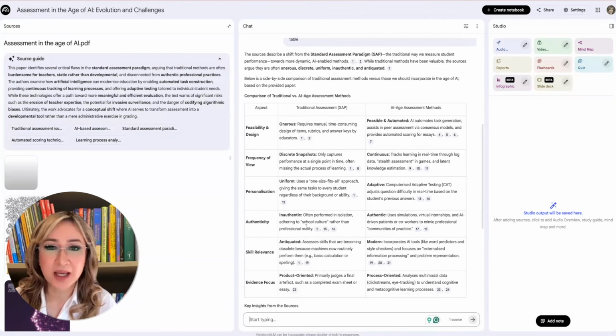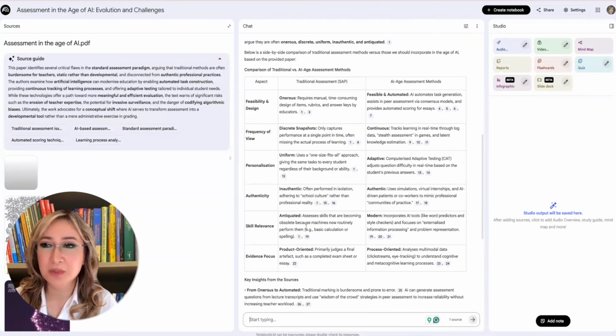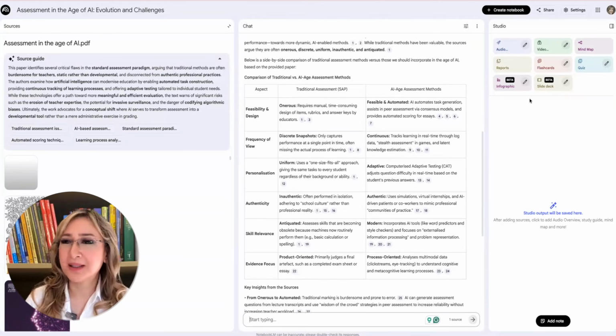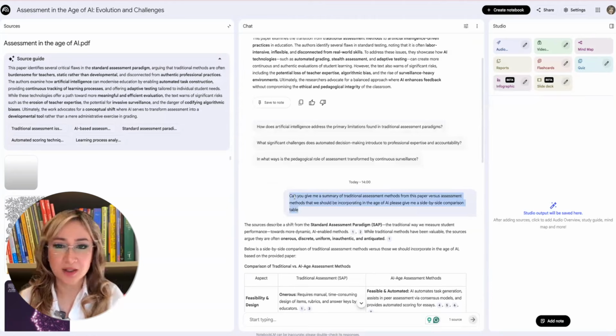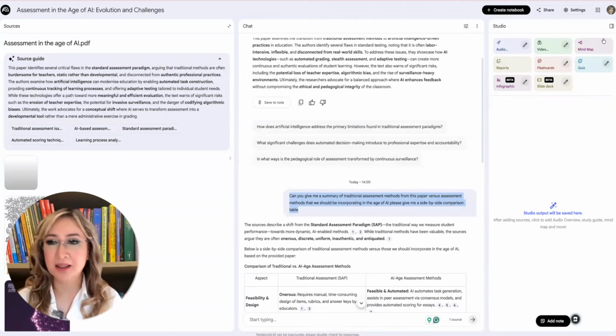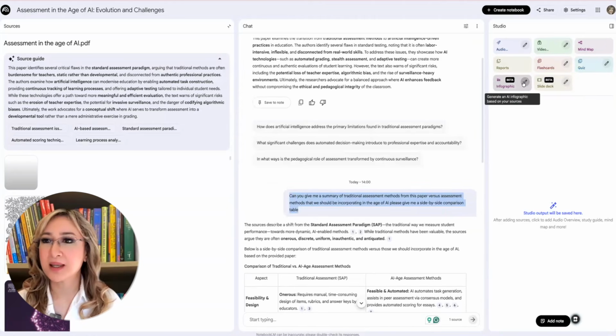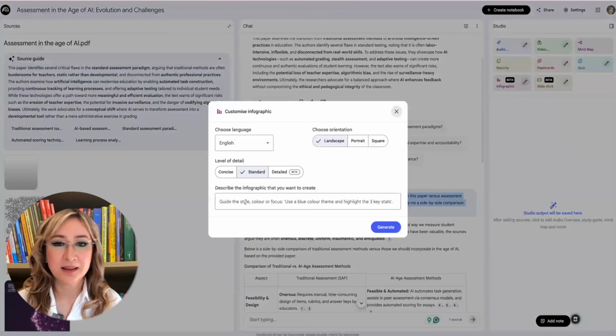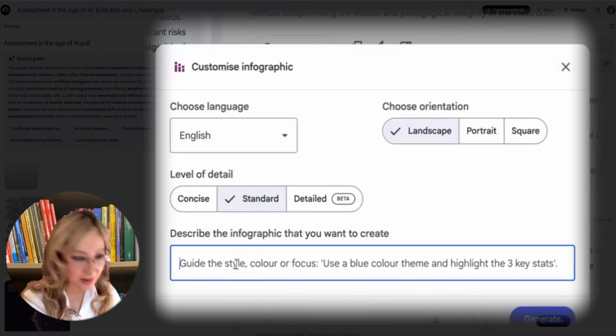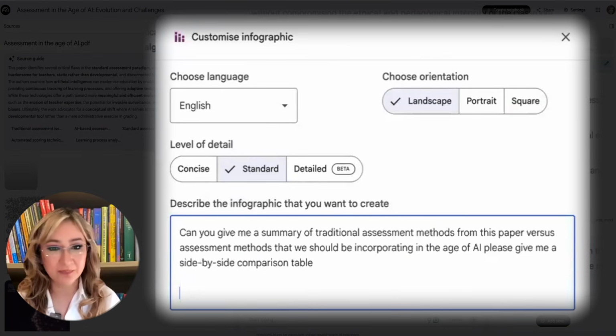Now, I've got this table, right? So this table is pretty good. But look, if we can actually create an infographic that's going to help us understand this a little bit more, why not? So I'm going to create the infographic, but I actually want to use this side-by-side comparison. So let me press the edit here and describe what I want to create. So it's actually the summary.